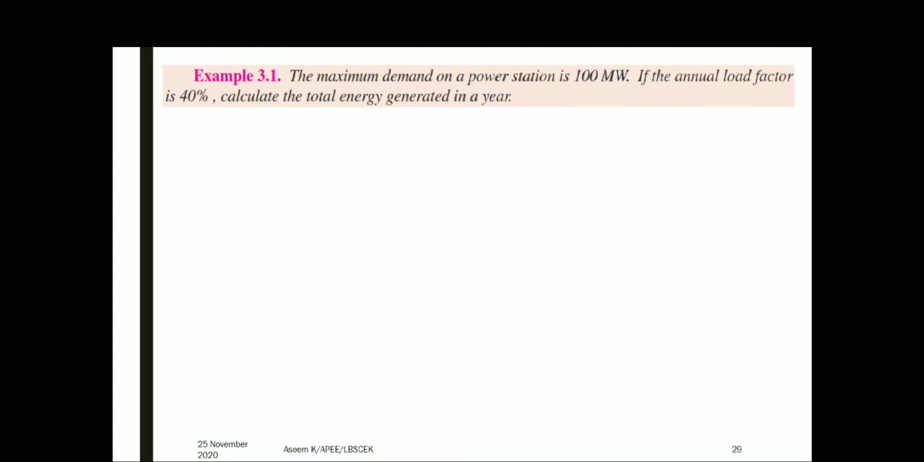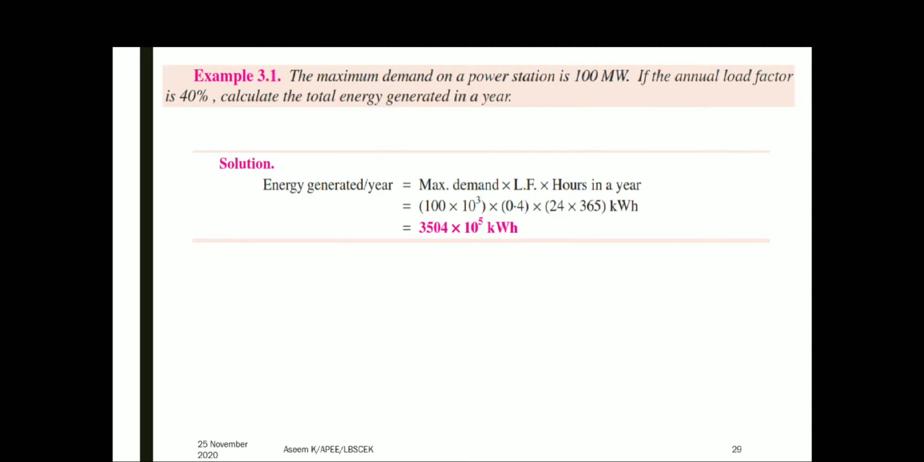So energy generated in a year, you can calculate from the equation: maximum demand into load factor, that is average load, into hours in a year. That is the energy generated per year. So that is maximum demand into load factor into hours in a year. That is, maximum demand is given as 100 megawatt, into load factor 0.4, and into hours in a year, which means 24 into 365, that is 8760. That is equal to 3504 into 10 raised to 5 kilowatt hour.